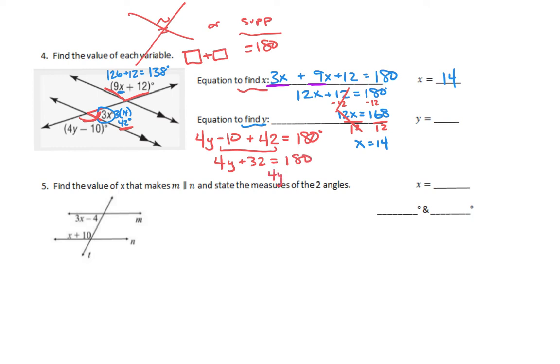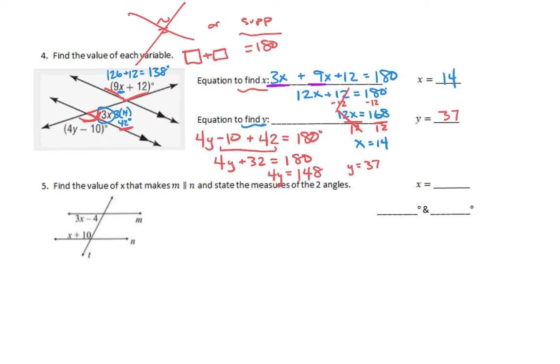Subtract. What's that? 148. And then you divide by 4 and y equals 37. All right. So that's how we do that one.